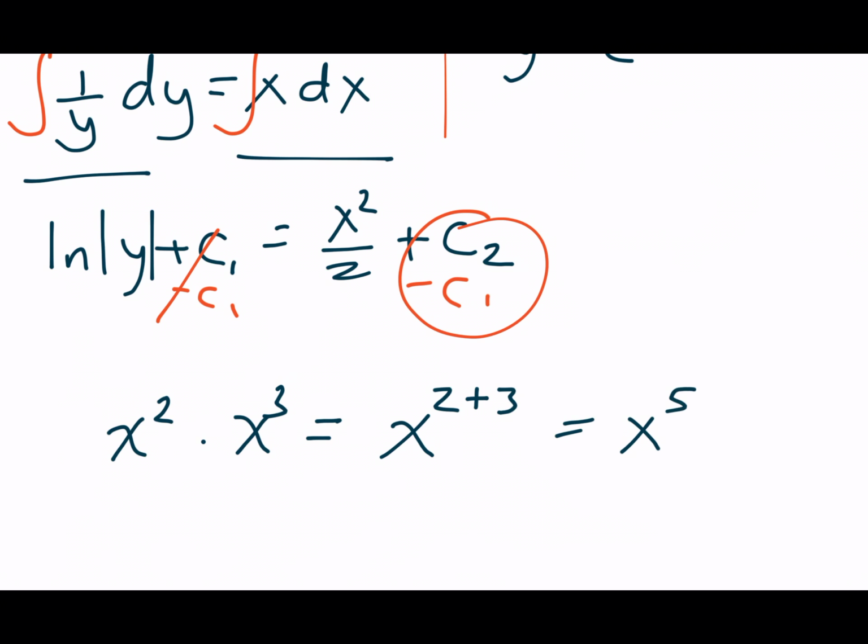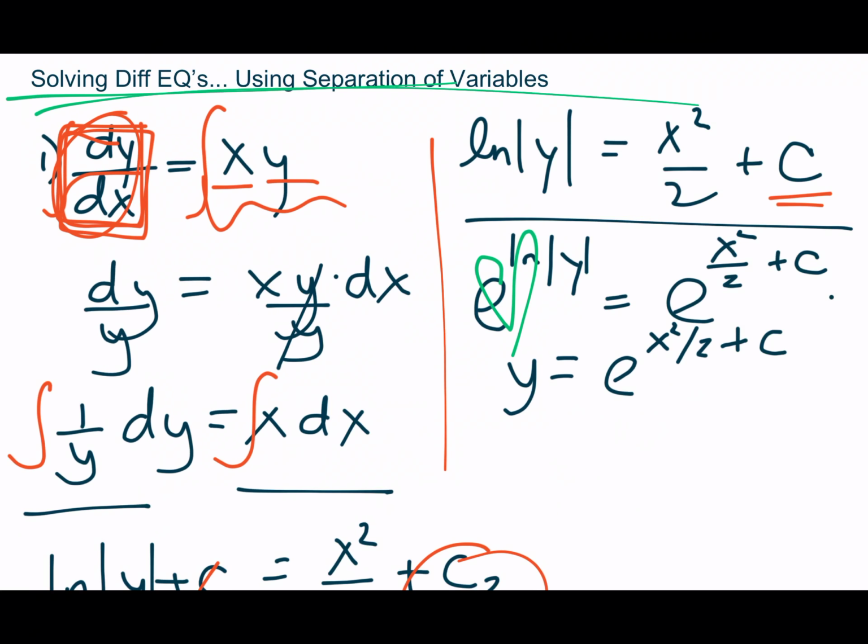So if x squared times x cubed is equal to x to the 2 plus 3, then I should also be able to go in the opposite direction and say that x to the 2 plus 3 is equal to x squared times x cubed, all right? And I'm going to use that up here. I'm going to say that y is equal to e to the x squared over 2 times e to the c. That's the principle I just used.